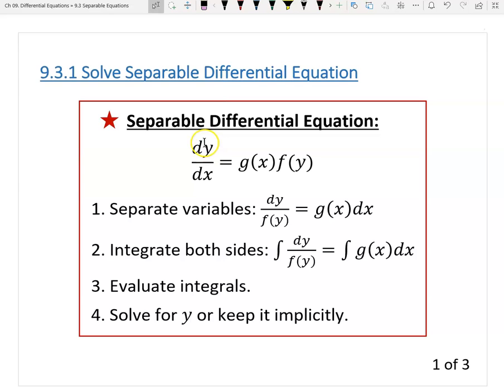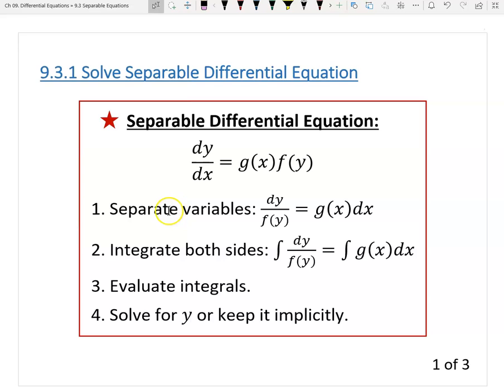And why do we call this separable? Because can you see the derivative of y on the right side? And this function we can separate the x and the y completely, right? So this type of equation we call the separable differential equation. This is the simplest type of equation and is easy to solve. And we list the 4 steps here.